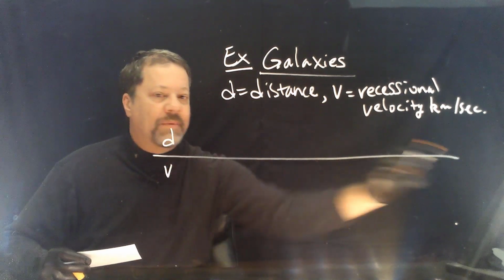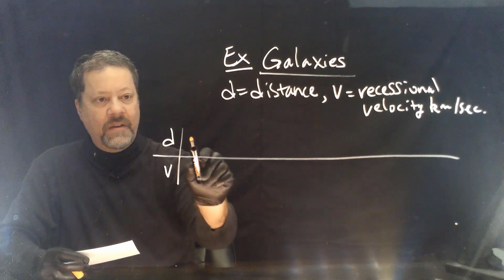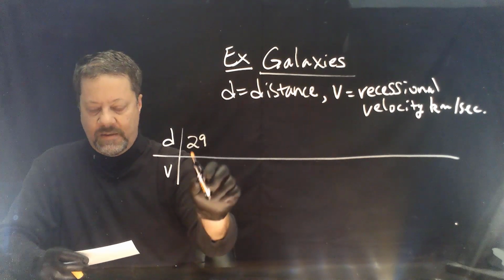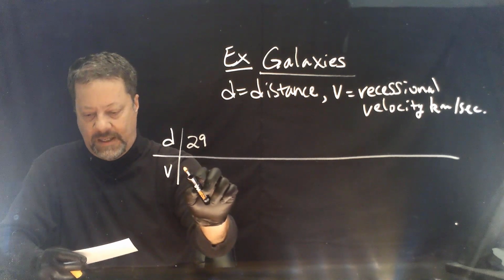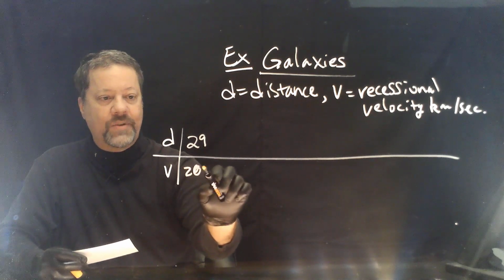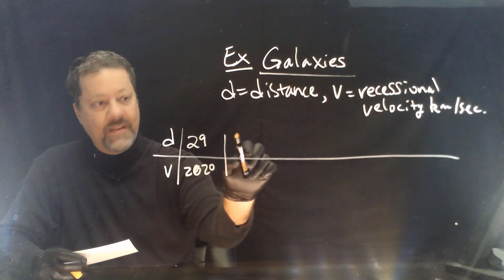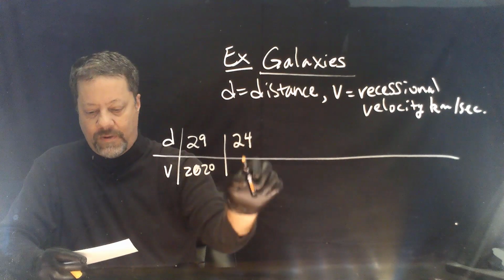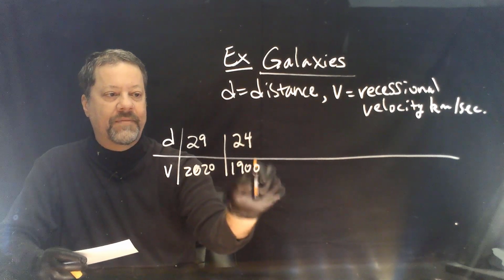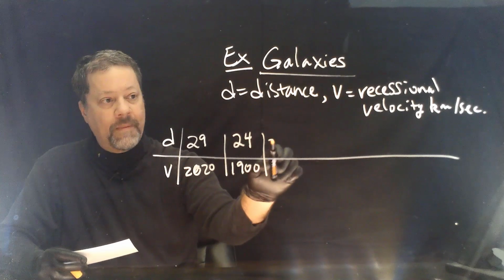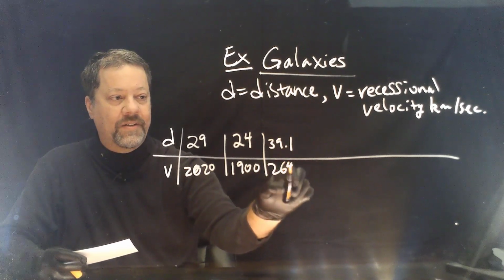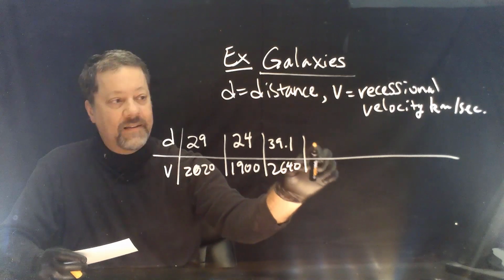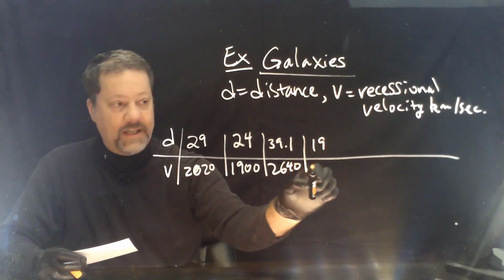We're going to make a table here. Suppose that a galaxy is 29 megaparsecs, and the recessional velocity is 2020. 24 megaparsecs, 1900. 39.1 and 2640. 19 and 1200.